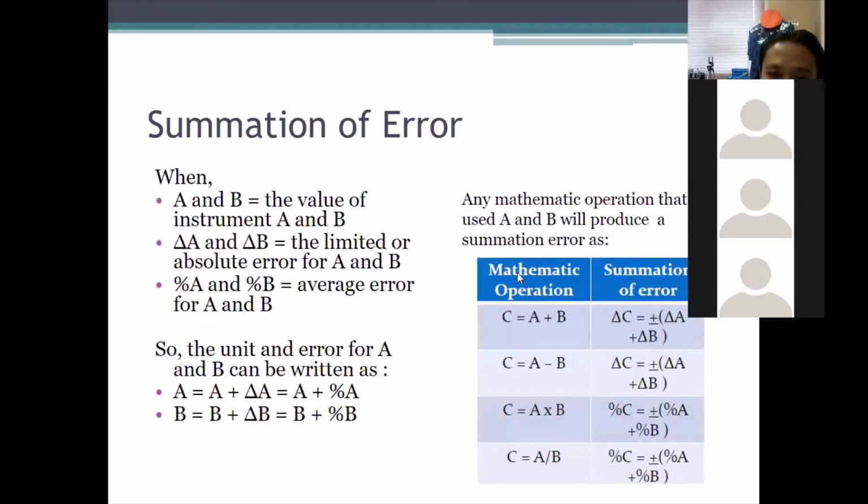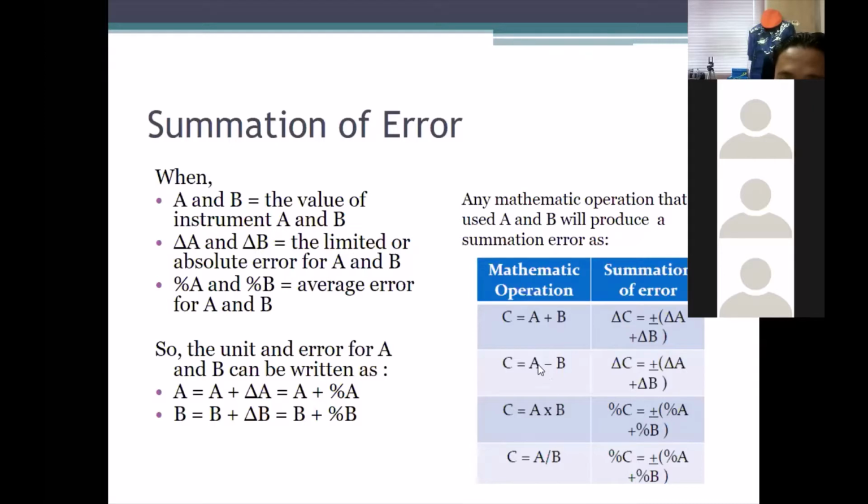For example, like this, this is a mathematical operation. We have C equals A plus B. This is the summation of error: plus minus the error of A plus the error of B. This is a mathematical operation.